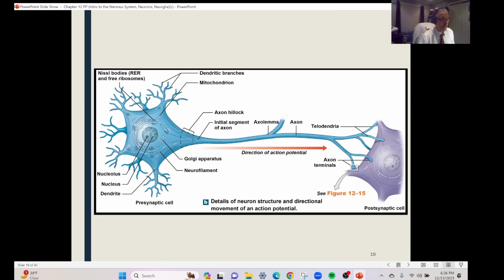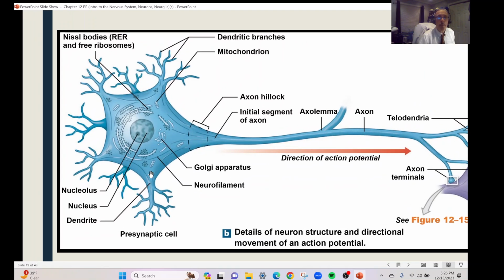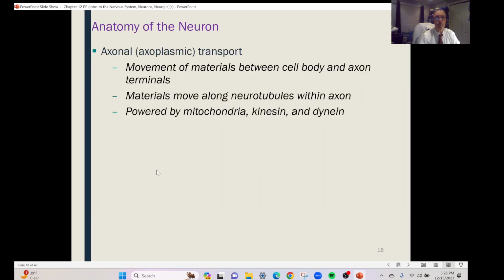Let's take a look. Right, so these again would be the dendrites, and then you can see they just branch and they branch out more and more and more. Right, all of this would be the dendrites. And again, this is where information comes into the neuron. Information is going to come in.